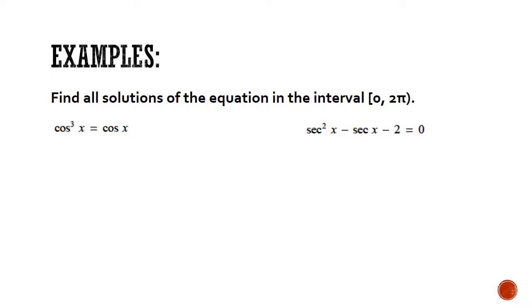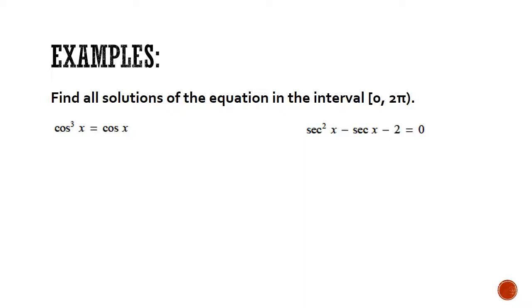Now try this one. What you need to do on the left one is you need to subtract the cosine from both sides and then factor out the cosine. On the one on the right, you need to consider it a quadratic. You can treat it like x squared minus x minus 2. Use the quadratic formula or factor.